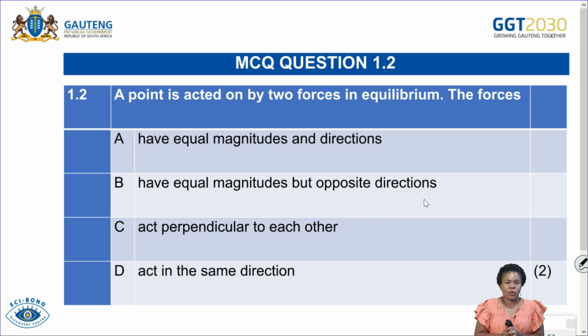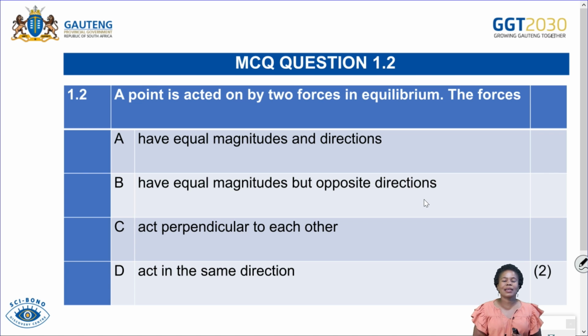To 0. Now that you understand what equilibrium means: a point is acted on by two forces in equilibrium, so no force is bigger than the other. The forces: A, have equal magnitude and direction; B, have equal magnitude but opposite directions; C, act perpendicular to each other; D, act in the same direction.